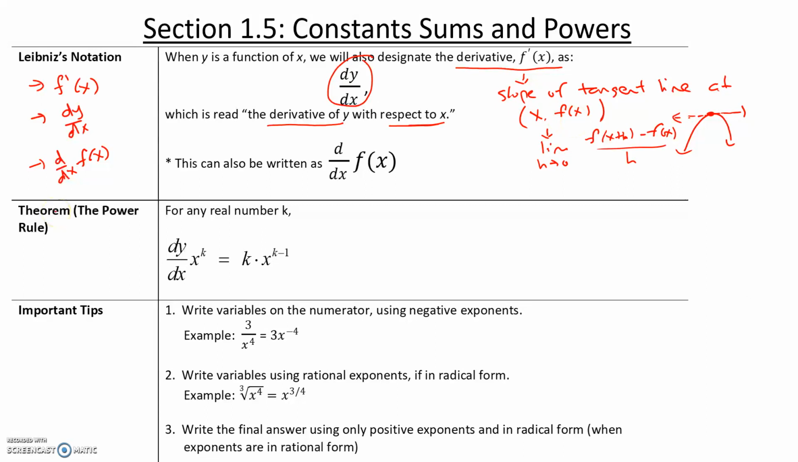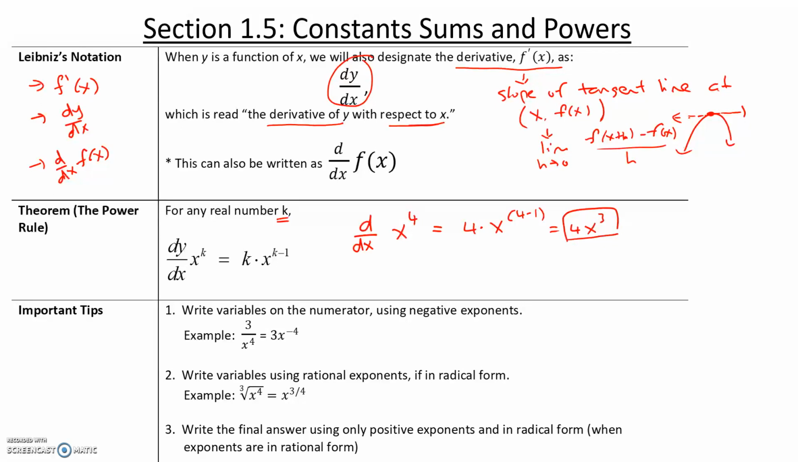So here's our first theorem, called the power rule. For any real number k, the derivative of x to the k power is equal to k times x to the k minus 1. So this basically means that if you want to take the derivative of, let's say, x to the fourth, the rule is that the exponent comes to the front, so the 4 will come to the front, and then we subtract 1 from the exponent. So this actually gives us 4x to the third power. So the derivative of x to the fourth is equal to 4x cubed.